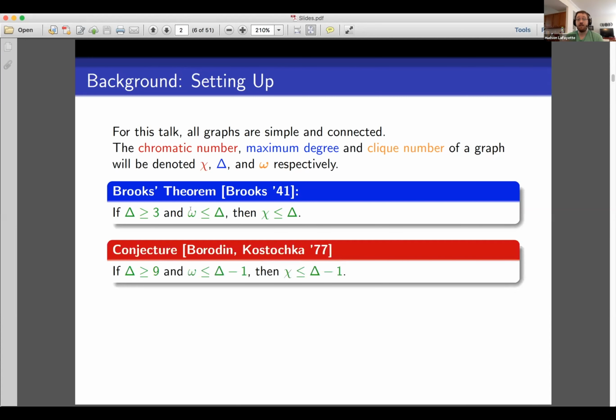It's phrased this way so you can clearly see the conjecture by Borodin and Kostochka is a strengthening of Brooks' theorem with very similar hypotheses. And so you can color with 1 fewer colors.